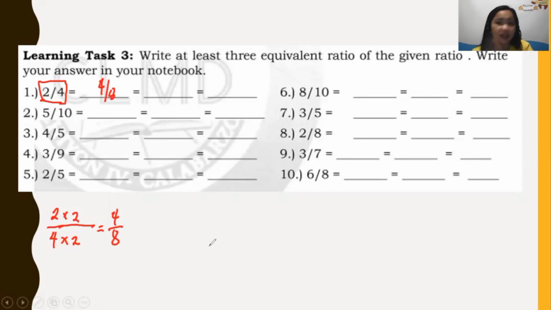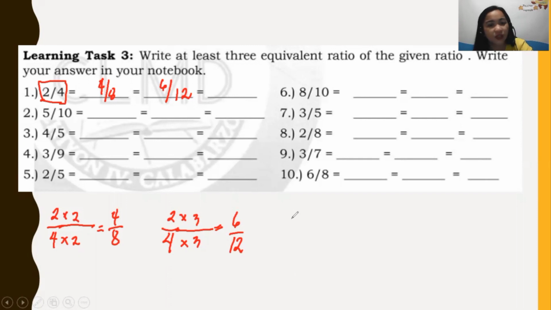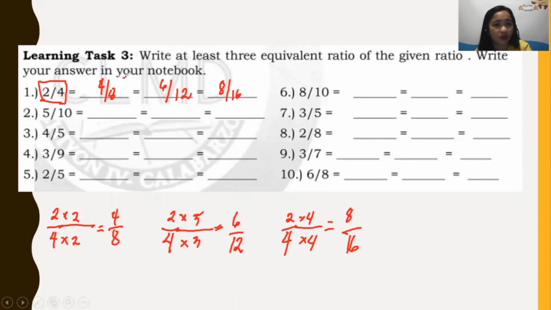Next, since we need at least 3 equivalent ratios, given 2 is to 4, multiply it by 3. The answer is 6 is to 12. So you now have the second one. One more, because we need 3, at least 3. For 2 is to 4, the next is multiplying by 4. We have here 8 is to 16. So, we accomplished 3 equivalent ratios: 1, 2, and 3. That's how easy it is to find equivalent ratios.